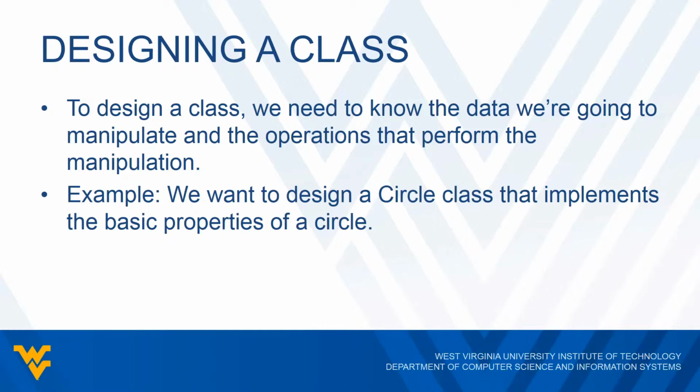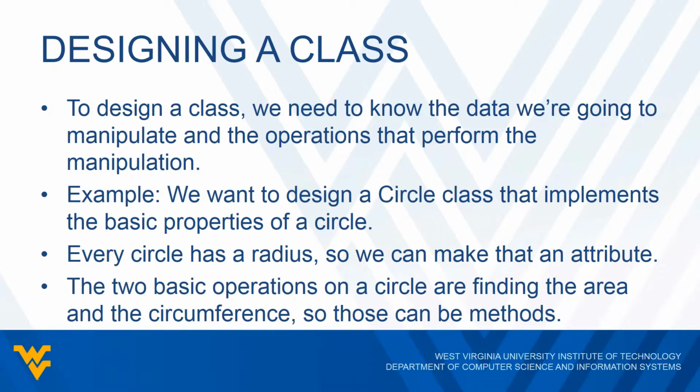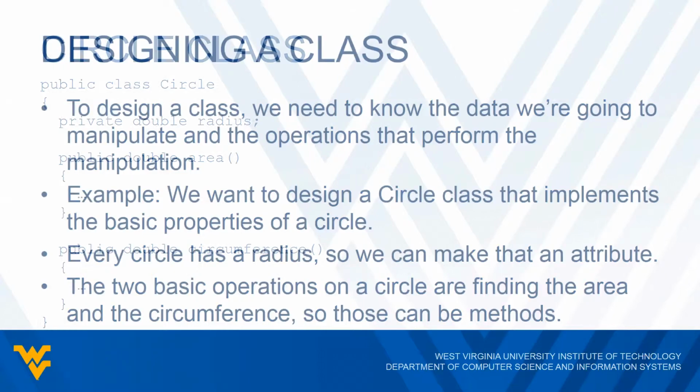So we need to ask ourselves, what are some of the relevant data that we would need in this class? Well, every circle does have a radius, so we can make that an attribute of the class. And then what kind of operations can we perform on a circle? The two basic operations that we can think of are finding the area and the circumference, so we can make those methods of our class.